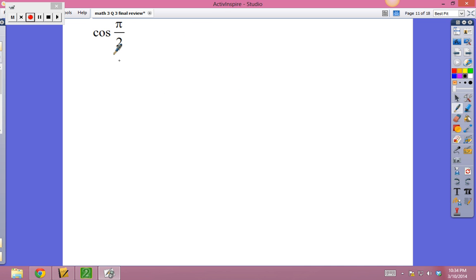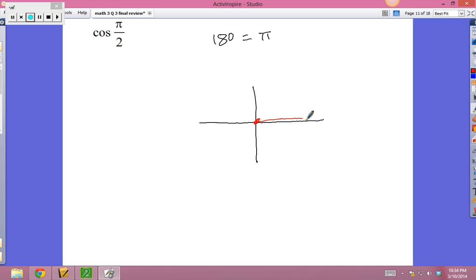Okay, pi over 2. So I know this. I know 180 is equal to pi. So if I'm taking pi, or I'm taking 180, and I'm cutting it in half, I know the angle that we're looking at is a 90 degree angle.